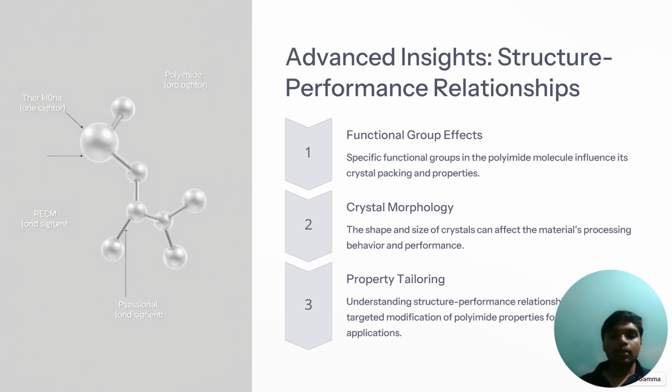Material design. By investigating the crystalline structures of polyamides, scientists can design new materials with specific properties. For example, modifications to the polymer chain length, cross-linking, or chemical composition can be made to tailor the crystalline structure for desired properties like improved wear resistance, better thermal stability, or enhanced mechanical strength.